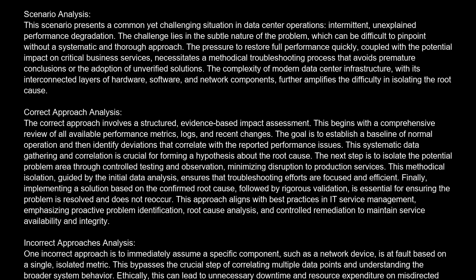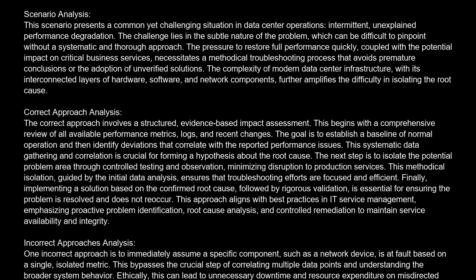Correct approach analysis. The correct approach involves a structured, evidence-based impact assessment. This begins with a comprehensive review of all available performance metrics, logs, and recent changes. The goal is to establish a baseline of normal operation and then identify deviations that correlate with the reported performance issues. This systematic data gathering and correlation is crucial for forming a hypothesis about the root cause.